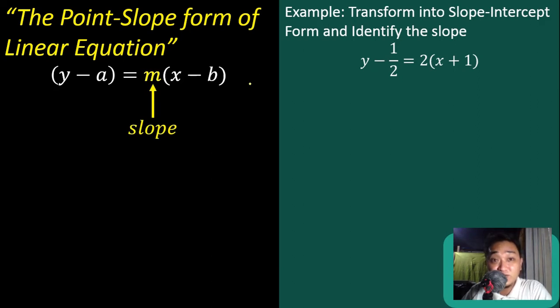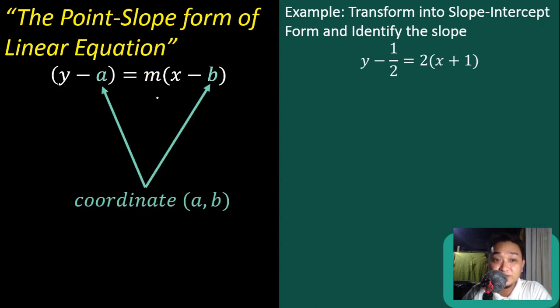Now, the point slope form of linear equation, from the name itself, point and a slope. So when this kind of form, meron siyang slope at saka meron siyang coordinate AB. This coordinate AB here pertains to a specific point along the line of the linear equation. So will it pertain to any point? Yes, it could pertain to any point, for as long as that point is along the line of the linear equation.